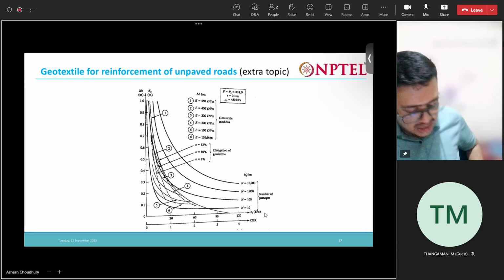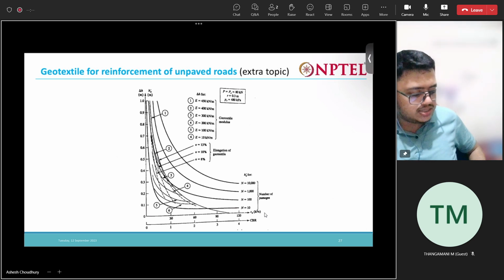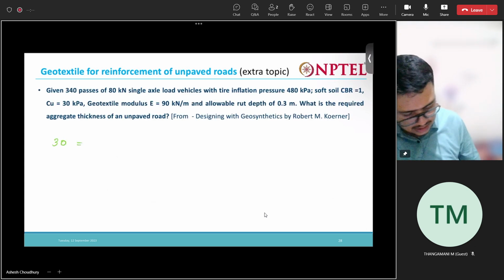So given 340 passes of 80 kilonewton single axle load vehicles with tire inflation pressure of 480 kPa, soft soil CBR is equal to 1, CU is 30 kPa, geotextile modulus is given, rut depth is given 0.3 meter. What is the required aggregate thickness of the unpaved road? That means H naught we need to determine first. Okay, let us just find it. Very simple.